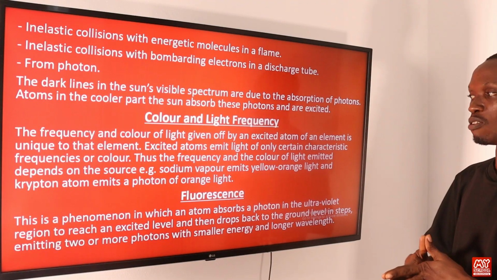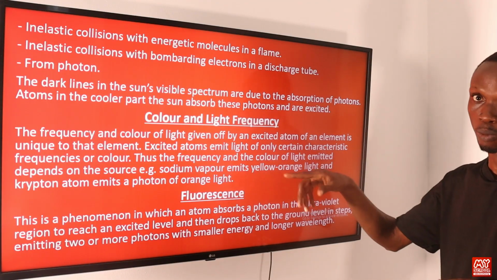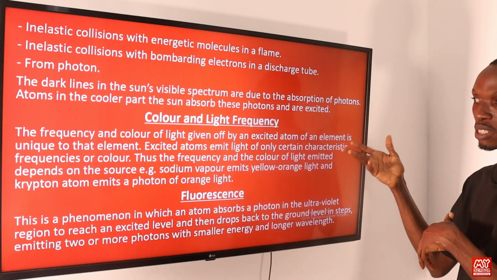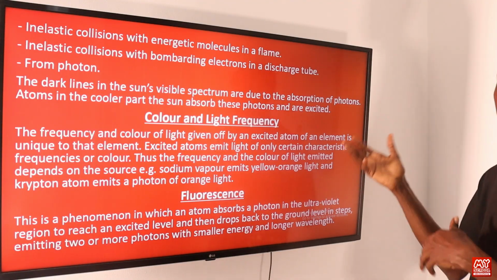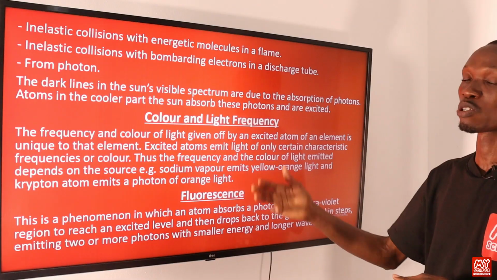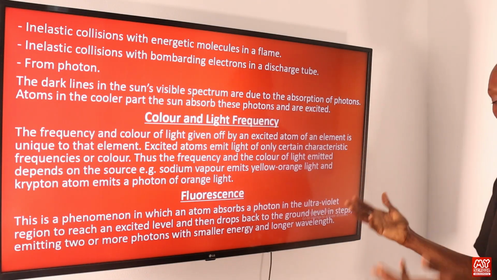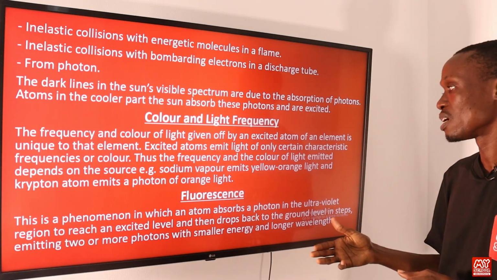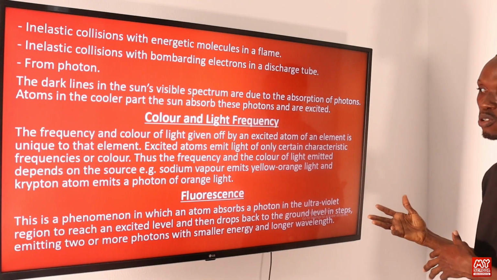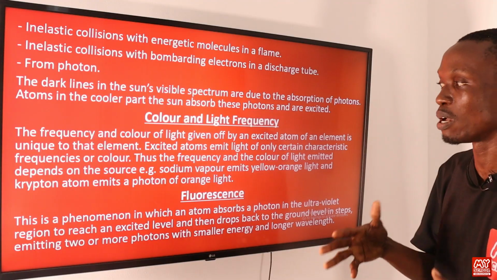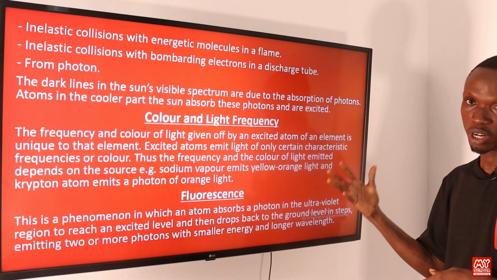But remember, the vapor here is as a result of the sodium, and sodium is the element. So it is actually the element that determines the color and the frequency. Here we are just talking about the source. The source of the emission here is sodium vapor. Sodium vapor will emit yellow-orange light, while that of krypton atom will emit a photon of orange light.